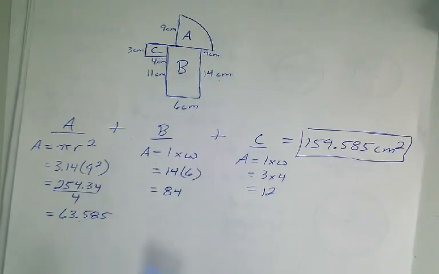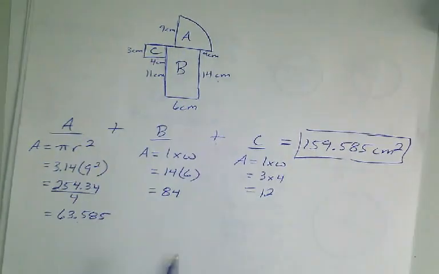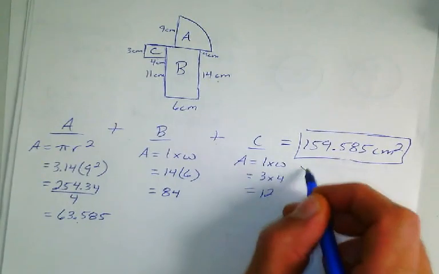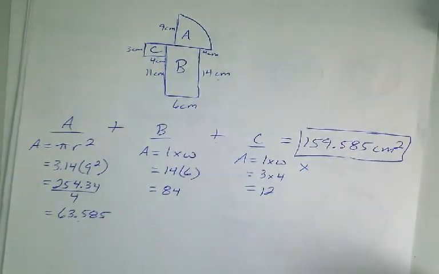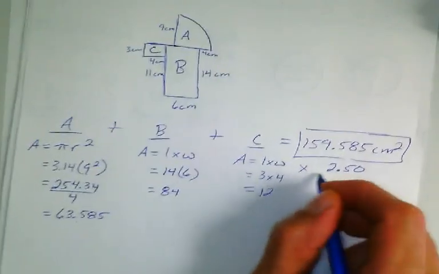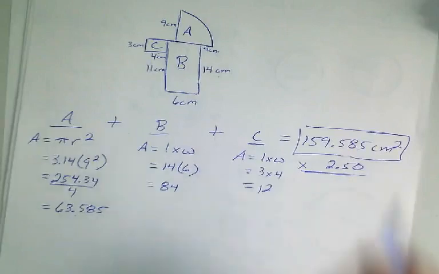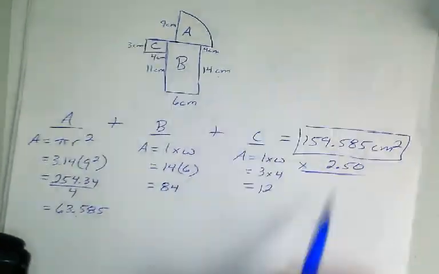Once you're done, you would take a unit price. Say this was the shape of my house and I wanted to put carpet there. I would take my area and multiply it by my unit price. Say carpet is $2.50 per square centimeter. That's weird, you'd want square meters, but say that was my unit price. I would just multiply those together.